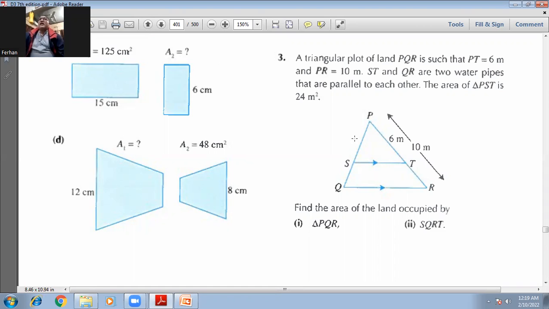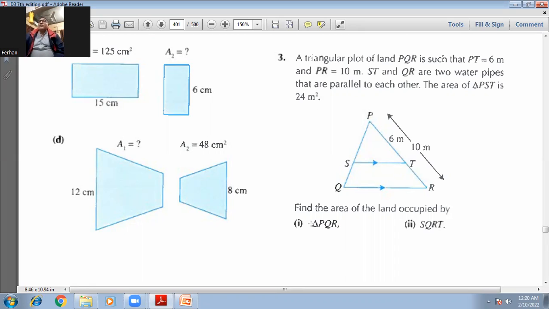You see, this angle here and this angle here are the same. This angle here and this angle are the same because they are corresponding angles. And this angle will be the common angle between the small triangle and the big triangle. So both the small triangle and the big triangle are similar to each other. Small triangle means the triangle PST, and the large triangle means the triangle PQR.